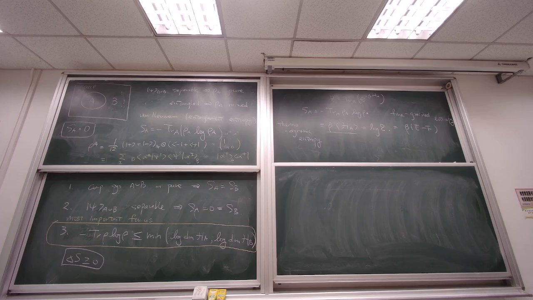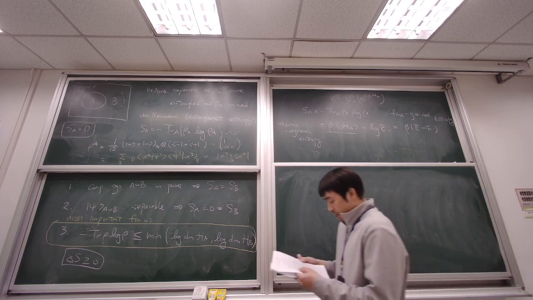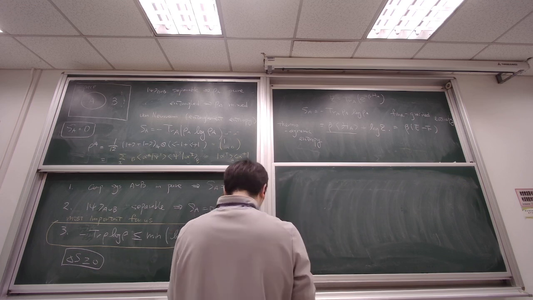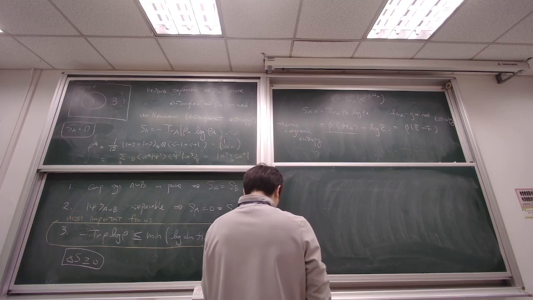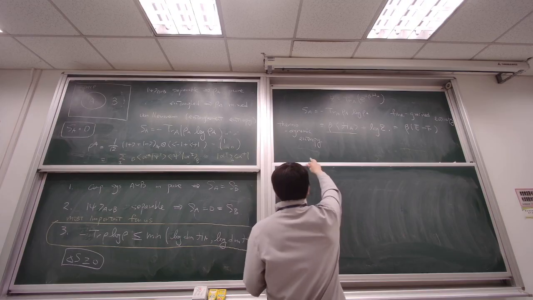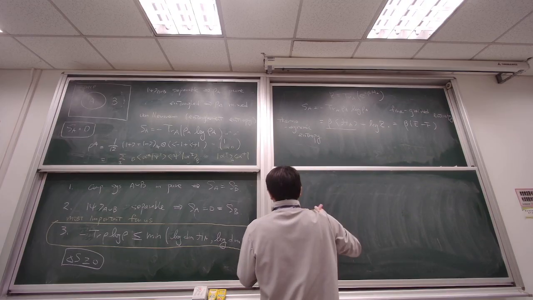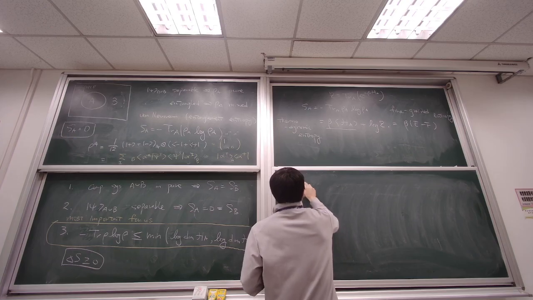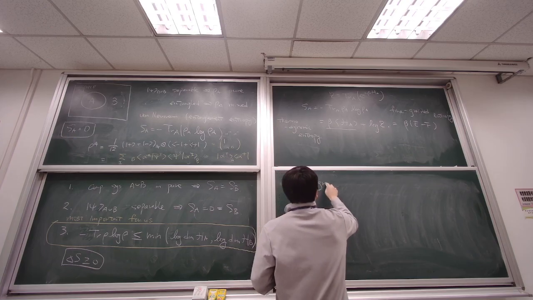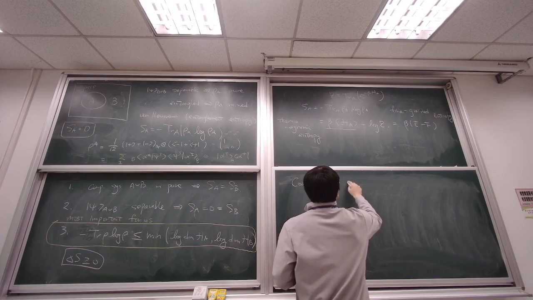And I need to talk about the fine grain and the coarse grain. I told you the fine-grained entropy is really the von Neumann entropy. And then the coarse-grained entropy is, I mean, kind of complicated. So let's give you the definition. What is the coarse-grained entropy?